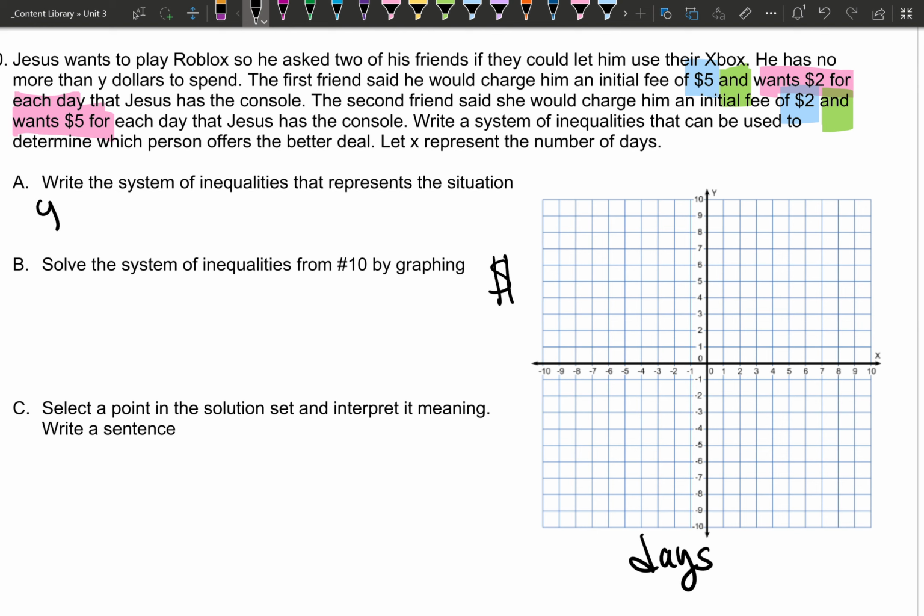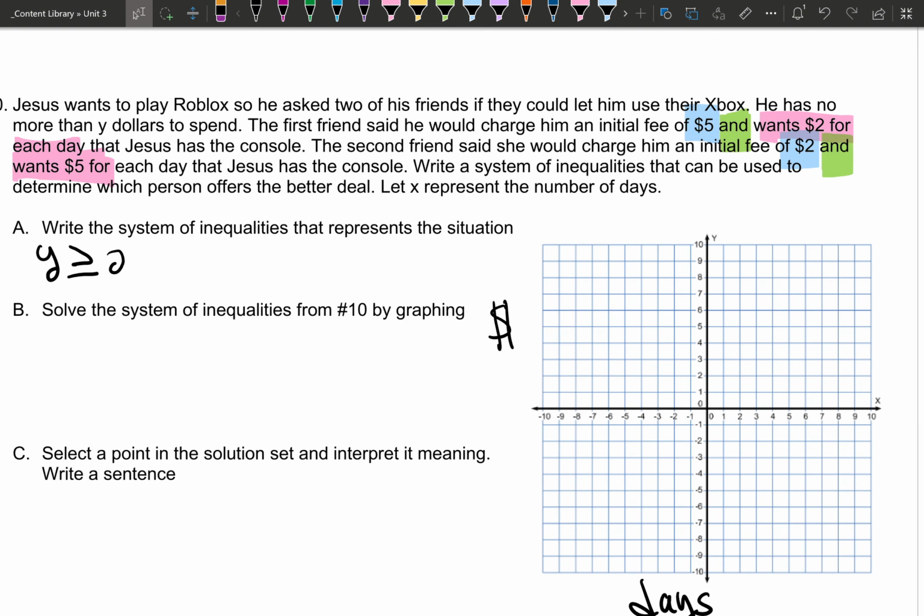So his first friend, Y is greater than or equal to, because Jesus wants to spend less than the amount of money he has. His first friend offers $2 a day and a $5 fee. The second friend, also Y is greater than or equal to, because he wants to spend less than the money he has. The second friend asks for $5 a day, plus $2 as an initial fee. Let me color code real quick.